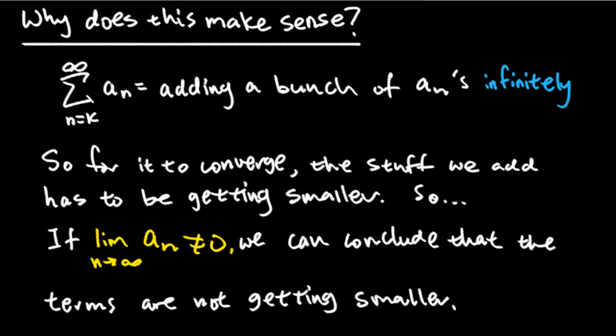So the sum basically just tells you that we're adding a whole bunch of a sub n's infinitely, right? So in order for it to converge, things have to obviously get smaller, otherwise you're just going to keep adding bigger and bigger things, and you're never going to get closer and closer to anything specific. So that means if the limit as n approaches infinity of a sub n is not 0, we can conclude that the terms are not getting smaller, or at least not smaller enough as quickly as it needs to be.